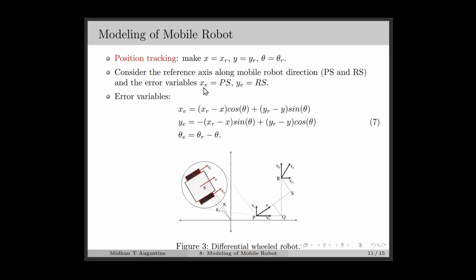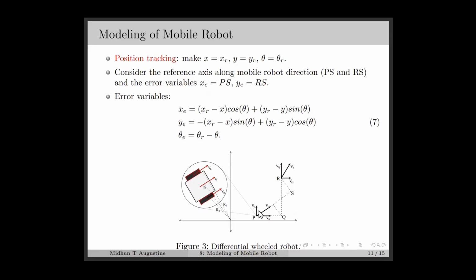Therefore, we denote XE equal to PS and YE equal to RS, where PS is this distance and RS is this distance. Here we can see that if PS and RS are 0, then P will become equal to R. Or in other words, the mobile robot reaches the reference position. Therefore, our objective is to make PS and RS equal to 0, in other words, XE and YE equal to 0.